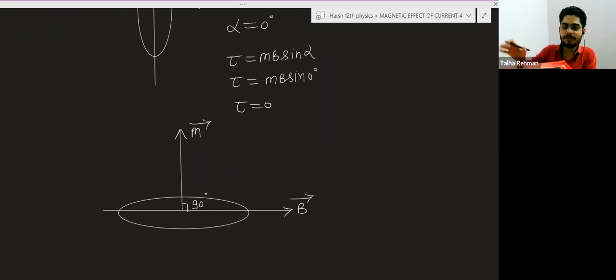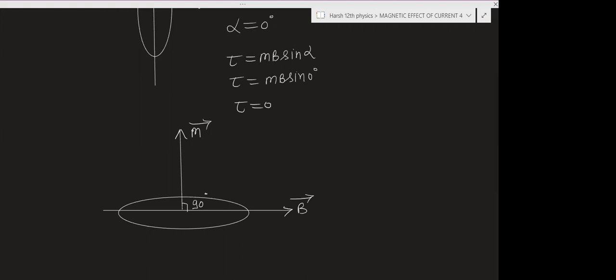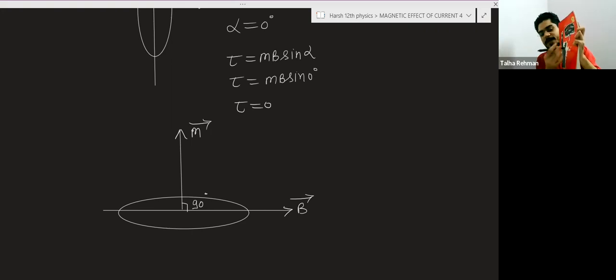See, this is the plane of the coil, and the magnetic moment will be perpendicular to the plane of the coil. If your coil is like this, then your magnetic moment is again like this, perpendicular to the plane of the coil. If your coil is like this, then your magnetic moment is like this. Always perpendicular to the plane of the coil.